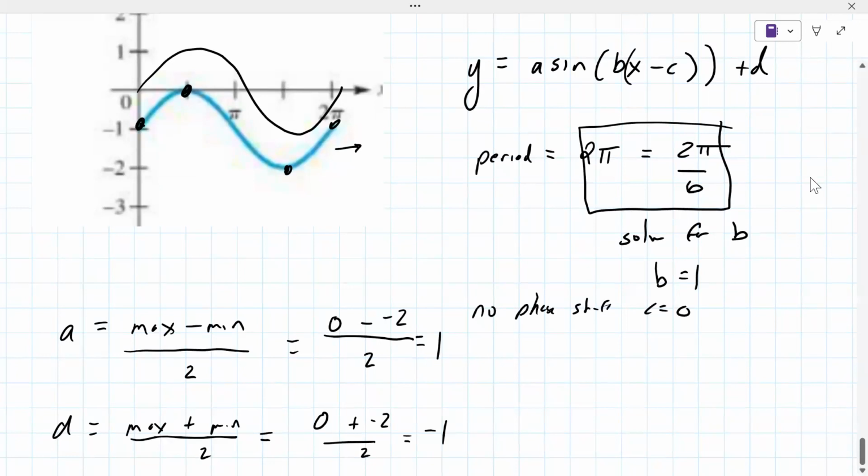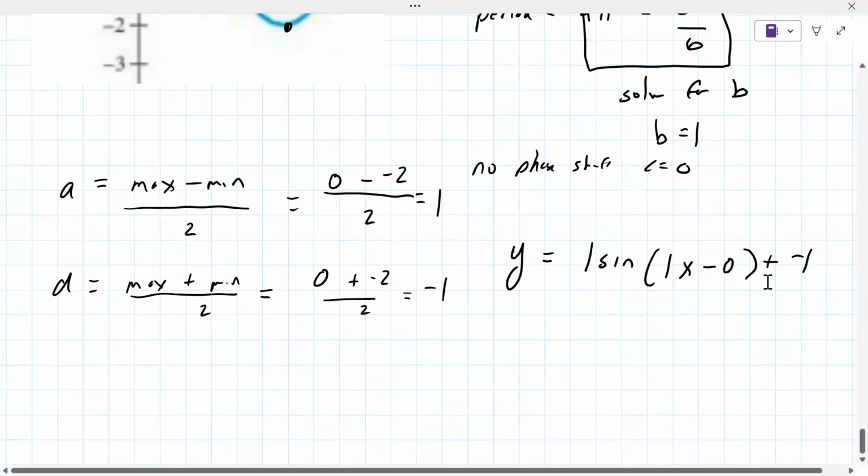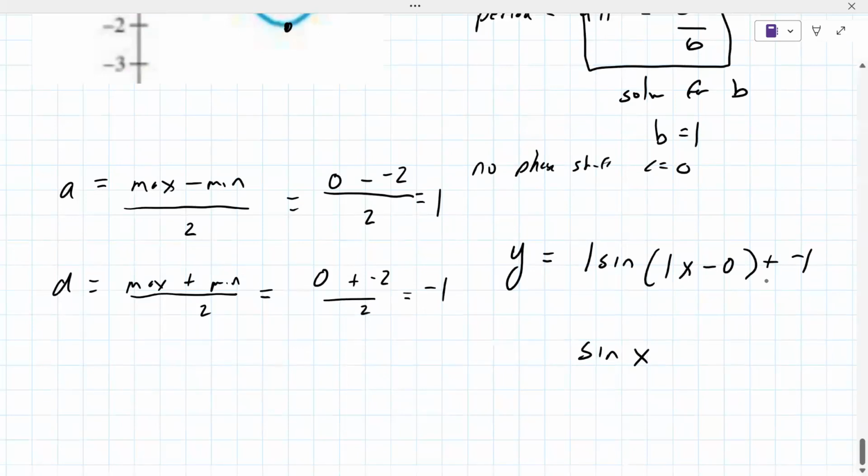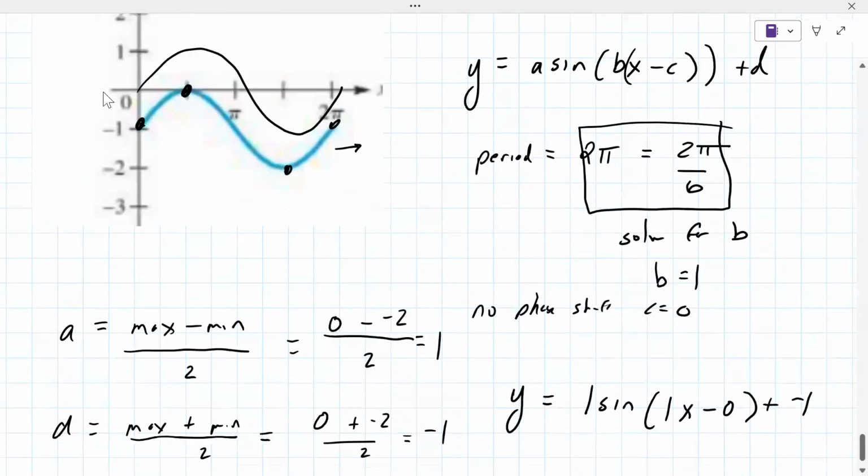So if you notice here, the whole goal is to find the values of a, b, c, and d. We found them. They are 1 sine 1x minus 0 plus -1. And you do simplify, so it ends up just being sine x minus 1. And maybe it's easier to say, oh, it's a sine wave shifted down. Well, it is, but this is the progression that you're supposed to go through.